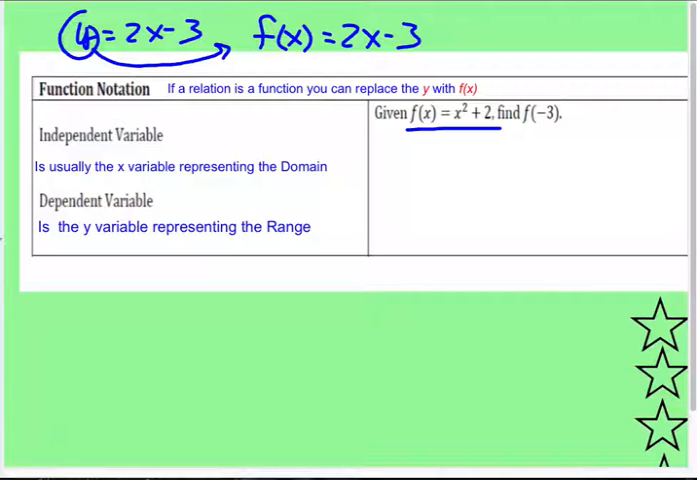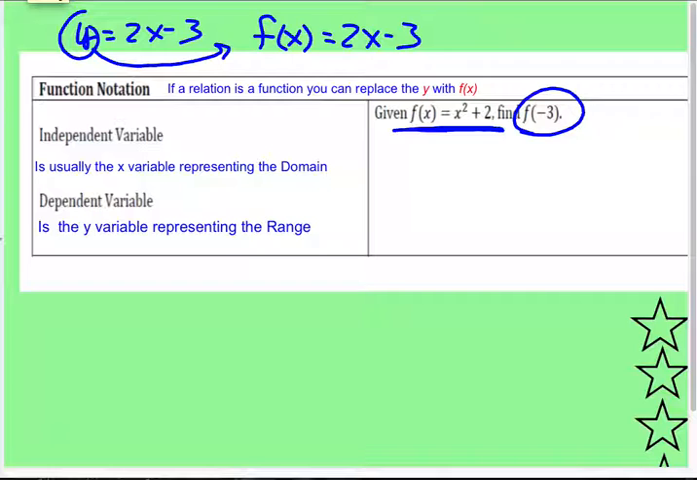Time is a given. That's usually your independent variable. And what other variable you're working with would probably be your dependent variable depending on time. Anyway, we're going to evaluate some functions here. This says given f of x equals x squared plus 2, find f of -3.